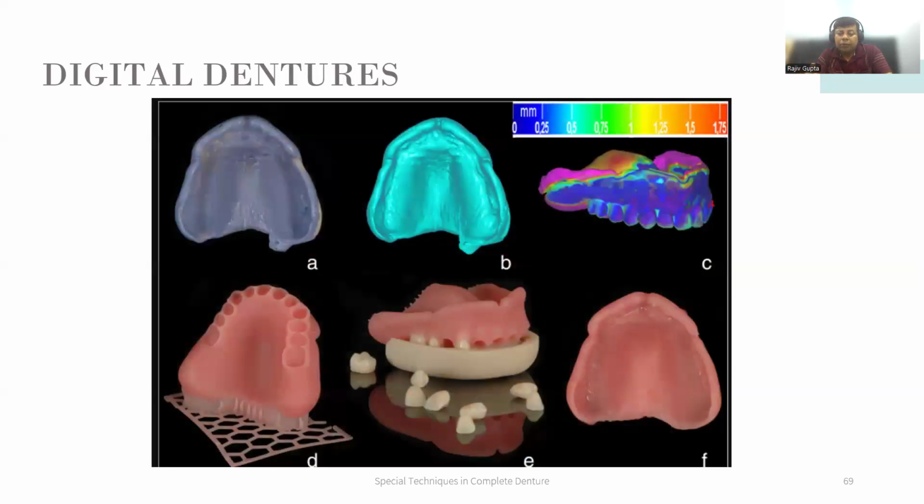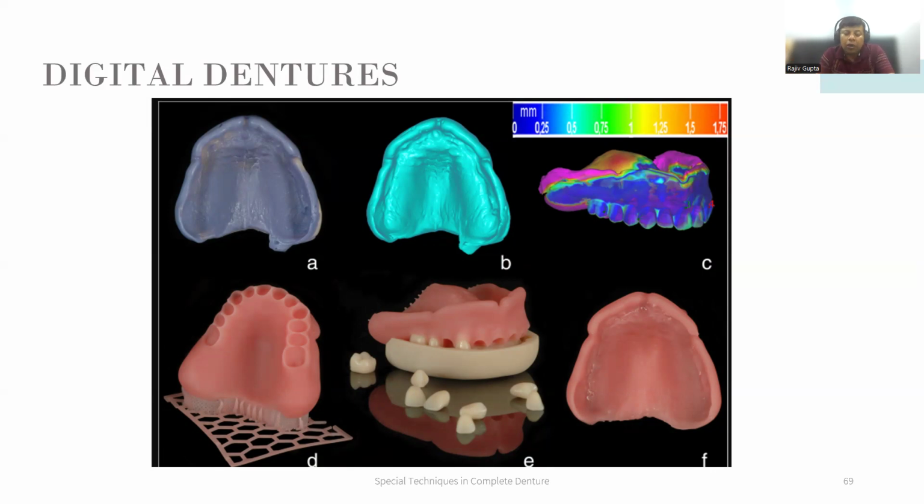So we can scan intraorally, then we fabricate the denture bases, then we can scan the bite, and with the help of CAD/CAM technology, we can fabricate a more precise denture with fewer processing errors. Because all these denture bases are already processed, the chances of porosity or other problems are lesser in cases of CAD/CAM dentures. So we can have more predictable results.